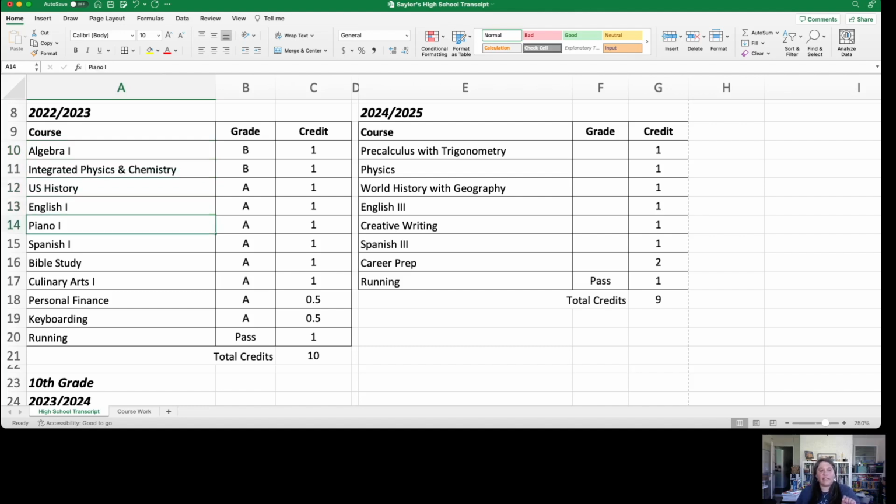Now remember, I told you that's a fine arts credit. So if they take piano for 3 years, then you'd have Piano 1. The next year would be Piano 2. The next year would be Piano 3. Spanish 1, same thing. If she takes Spanish next year, it'll be Spanish 2, etc. Bible study. Culinary arts. Now, she gets her culinary arts credit through her co-op. I'm just throwing that out there in case y'all are part of a co-op. Remember, those classes you can use as courses.